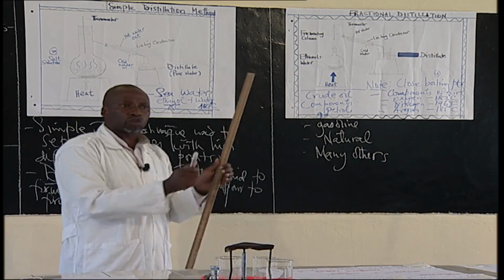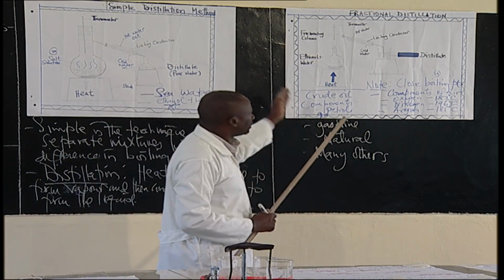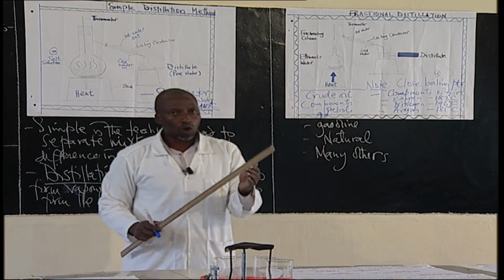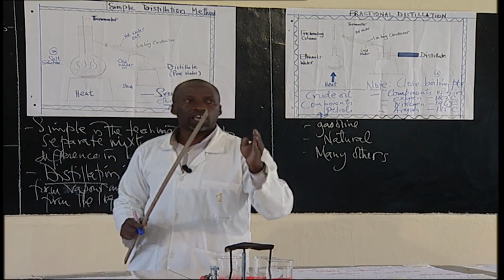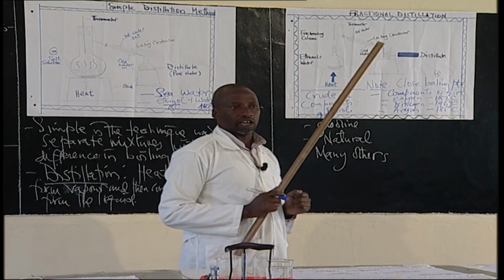They have close boiling points, so they can be separated. They can be separated by fractional distillation. What does it depend on? It depends on the boiling point of the substances. But those boiling points must be close together.